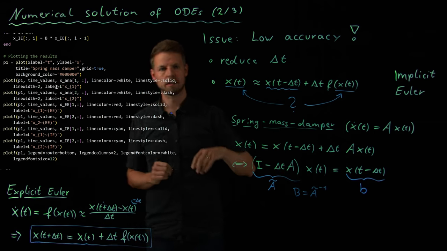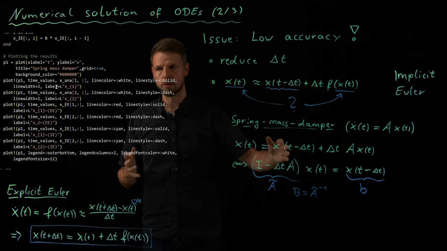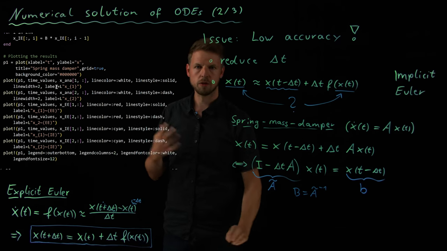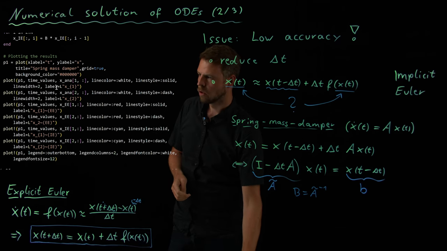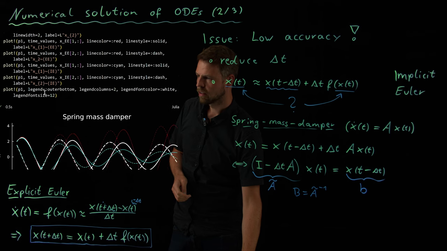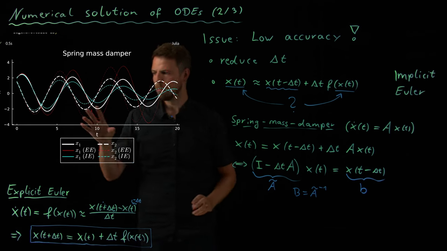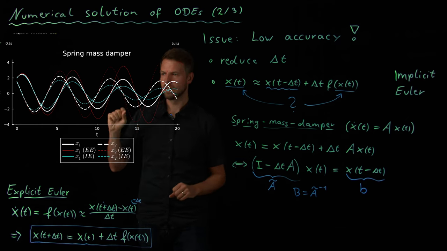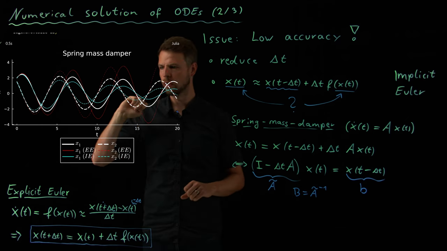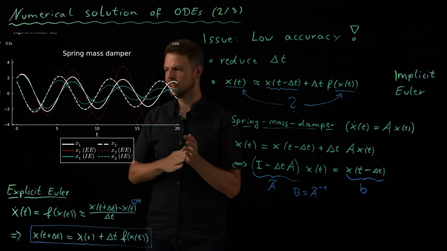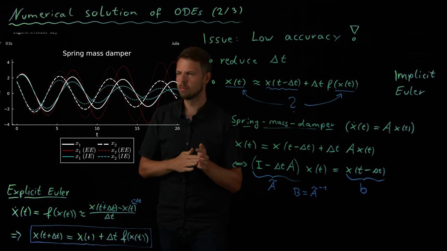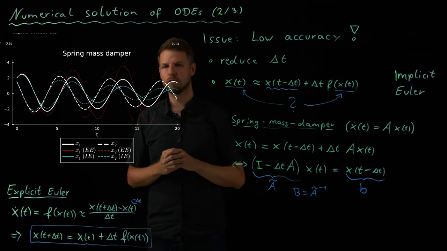For a small system like the spring mass damper, this is certainly possible. For more complicated systems, you can run into issues. Okay, so now this is what we get. And you see here in this light blue, the implicit Euler solution. Okay, and you see we don't have the problem of blowing up, but we have the other way around now, a problem in that the decay of energy is too fast.